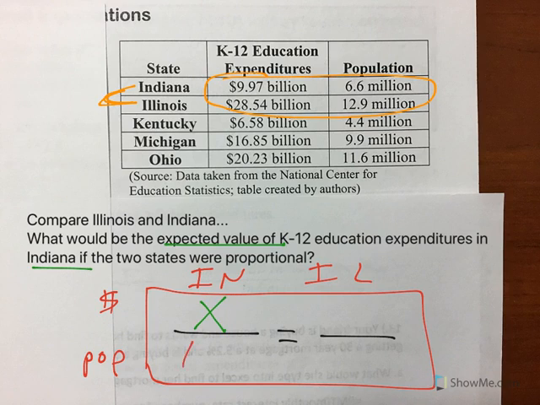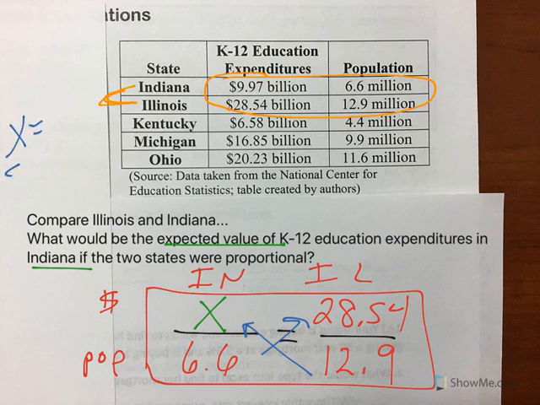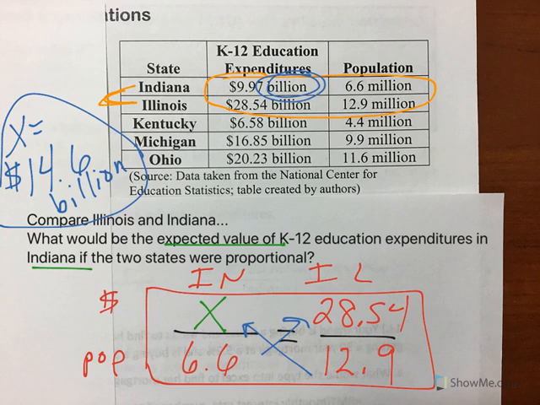Okay, so the population of Indiana is 6.6 million. And I don't need the million because the population of Illinois is also in million. So since both of those values have the same label, we're good. And now the spending of Illinois is 28.54. So I have myself a proportion. So we solve this, right, cross multiply and divide, and I end up with an X value of 14.6. All of our money's in billion, so that is $1 billion. So if Indiana spent money like Illinois, they would have spent $14.6 billion.